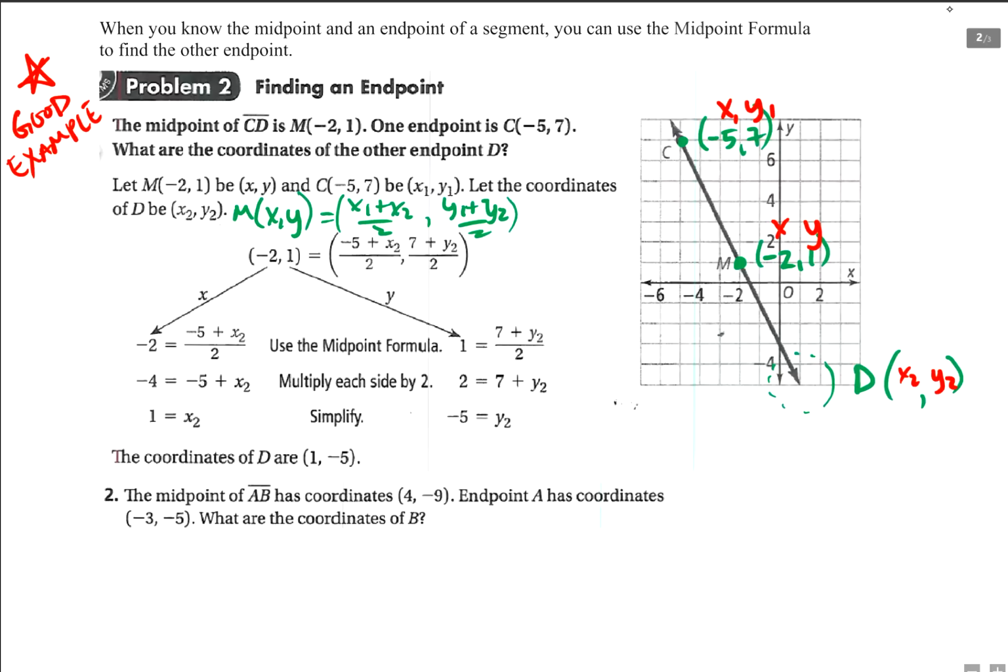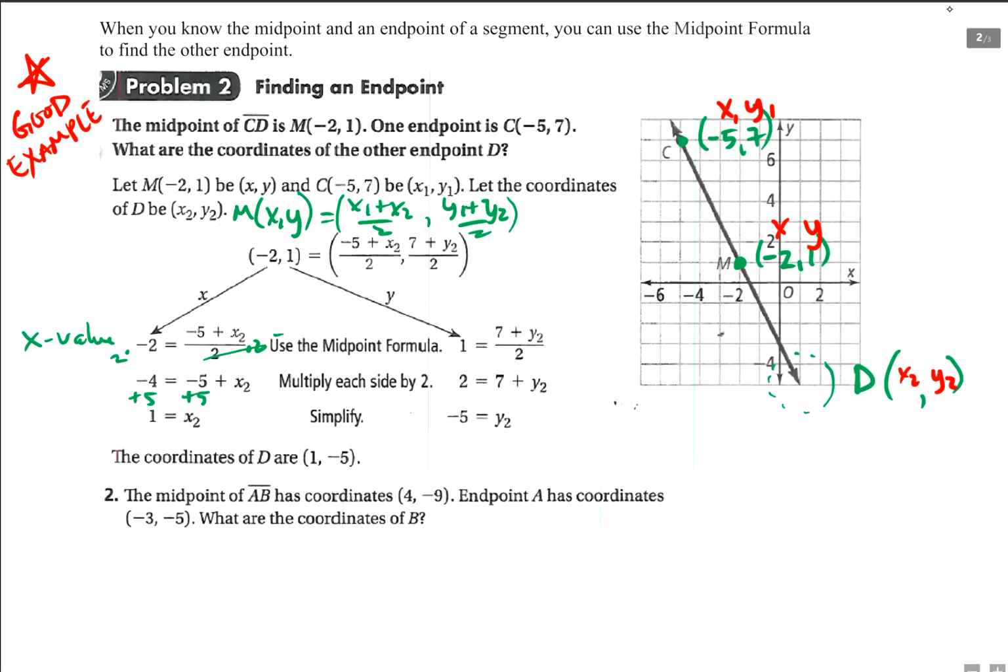I know my x, y values, so I'm going to find my x value, right? x equals x1 plus x2 over 2. And I simply just do order of operations, follow my math here. I multiply both sides by 2. That cancels. I get -4 equals -5 plus x2. I add 5 to both sides, and I get x2 equals 1. So my x2 value is 1.